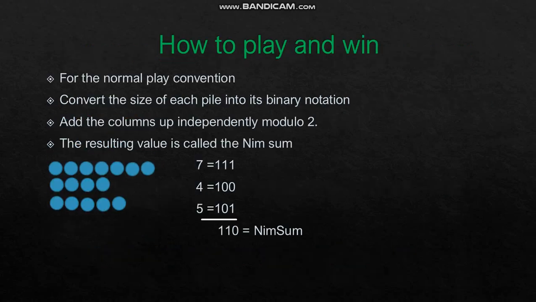So how to play and win? For the normal convention, we convert the size of each pile to its binary notation, and we add the columns up independently, and then the resulting value of the addition is the Nim sum, as you can see in the example of three heaps of 7, 4, and 5 coins each.